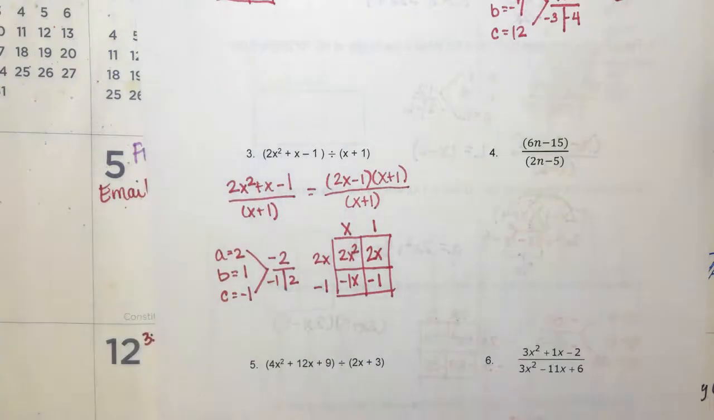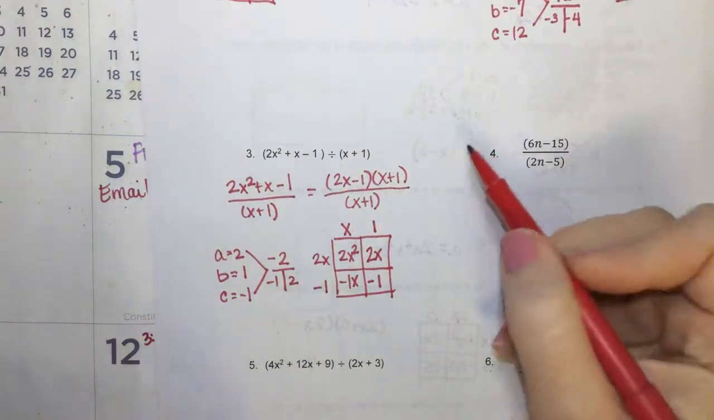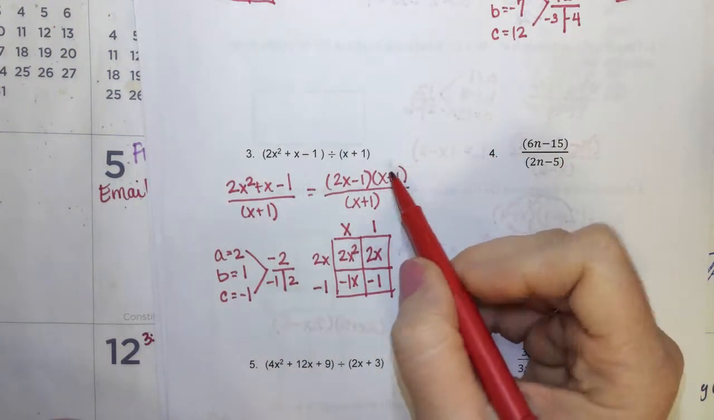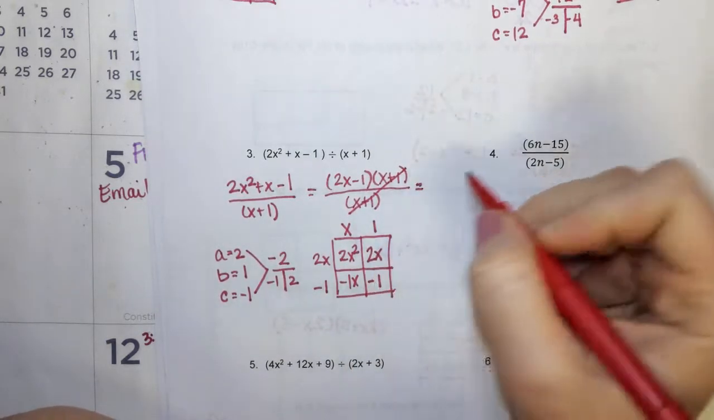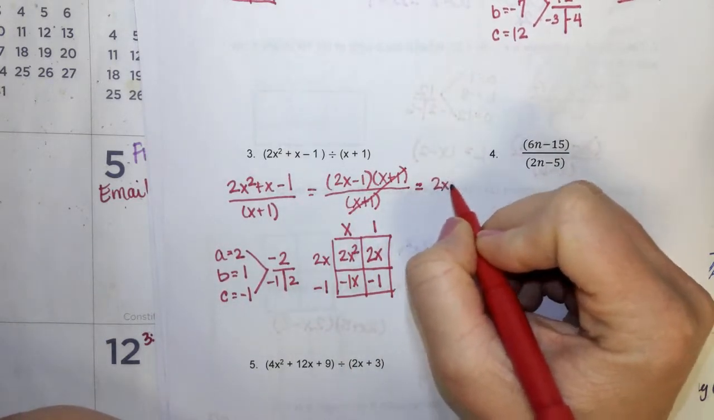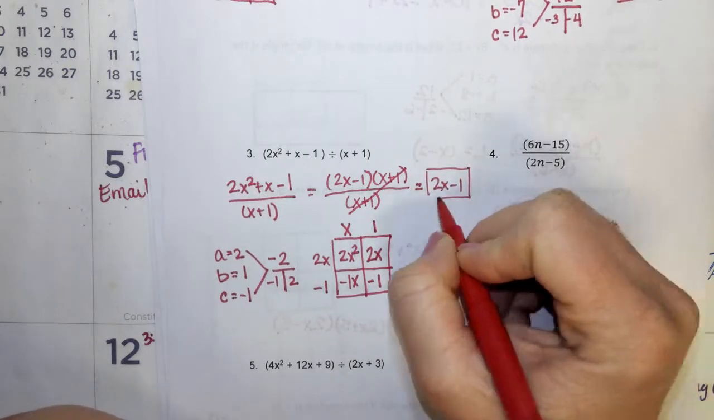And the x plus 1 can't be factored any further. So now I'm going to cancel out my like terms of x plus 1 on the top and bottom. And that would give me a solution of 2x minus 1, our answer.